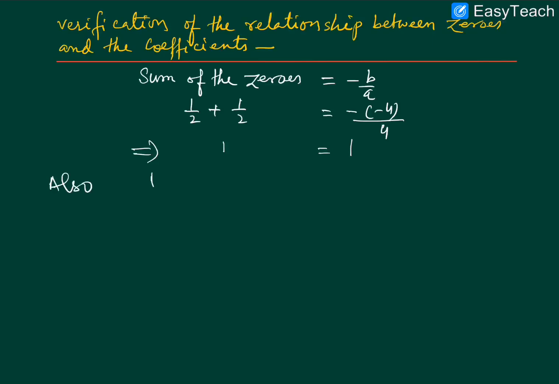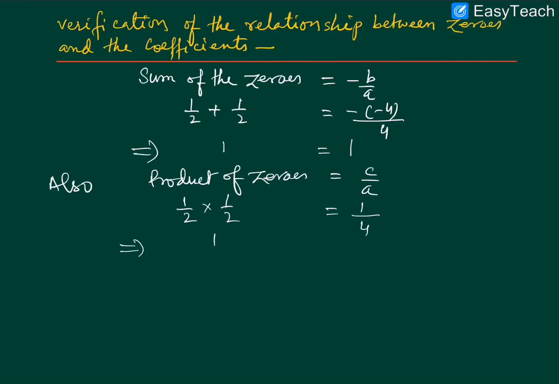Also, product of zeros is c by a. Here 1 by 2 into 1 by 2 is the product of zeros, and from the polynomial c is 1 and a is 4. This gives 1 by 4 is equal to 1 by 4. Thus, the relationship between zeros and the coefficients is verified.